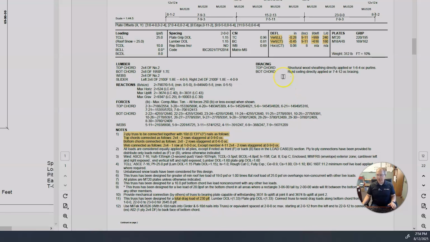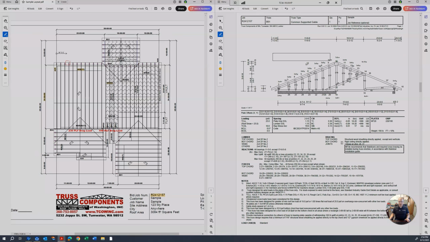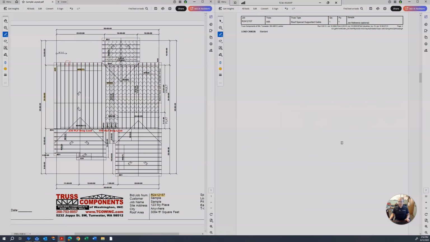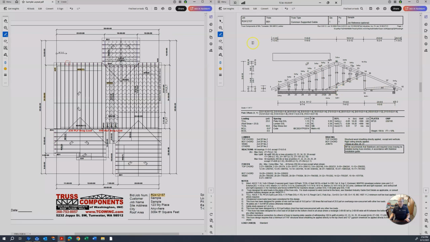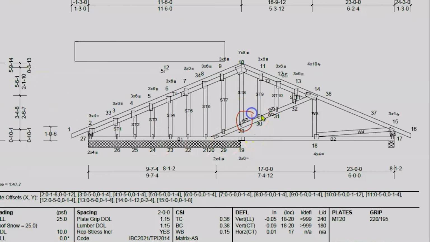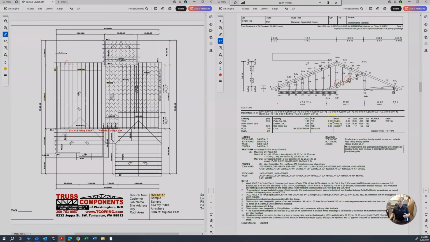Some of the other things that are noted, let's go to a different truss here, see if we can find, there's some bracing called out right there. So these little boxes here indicate where a permanent brace goes. So that's something to keep a lookout for on your truss drawing. So essentially, carpenters would want to focus on installation details, spacing, bracing, that sort of thing.